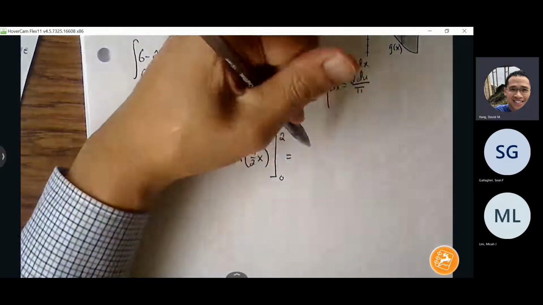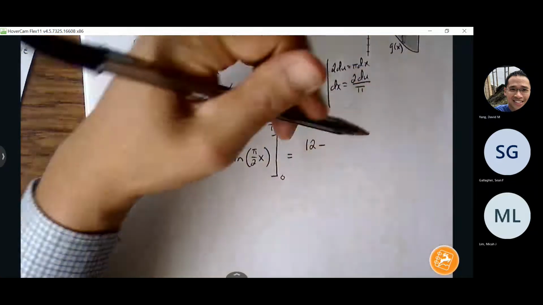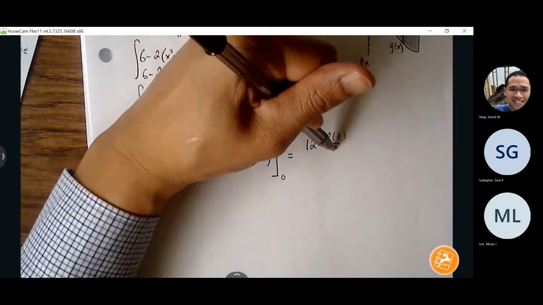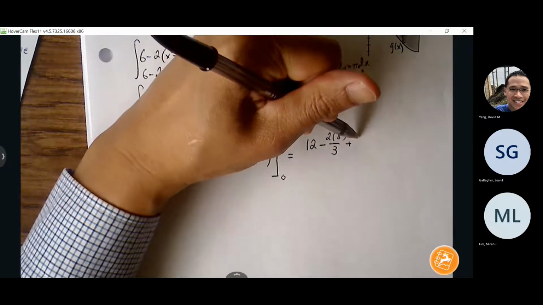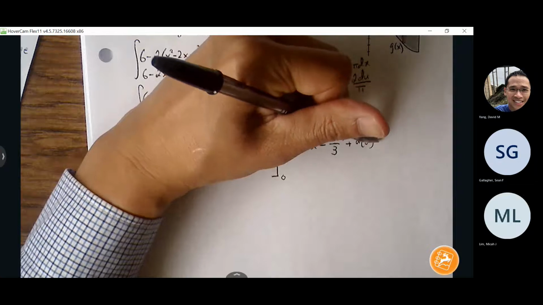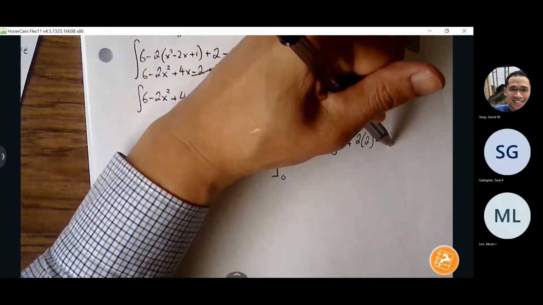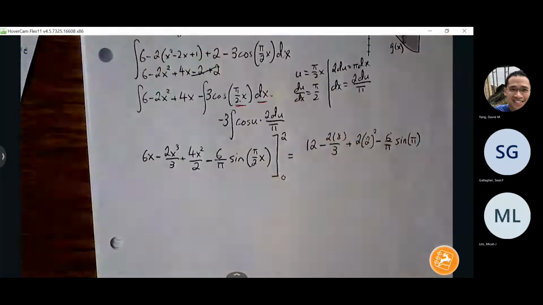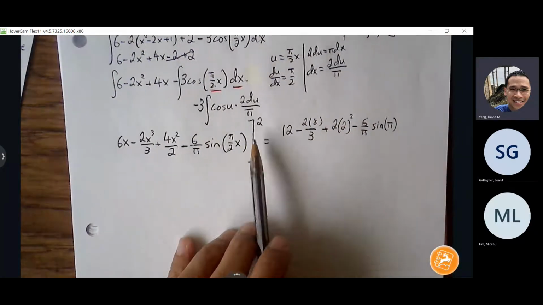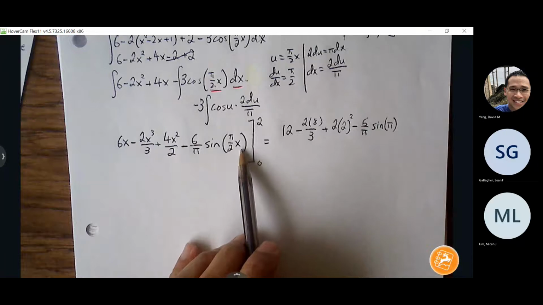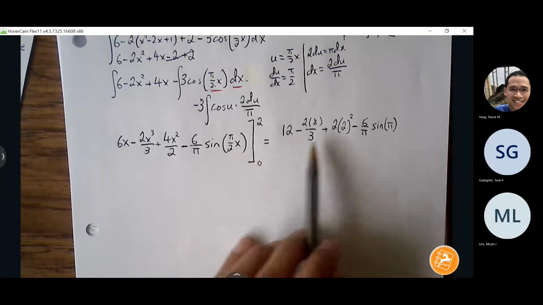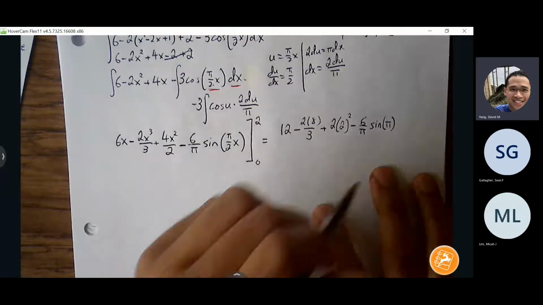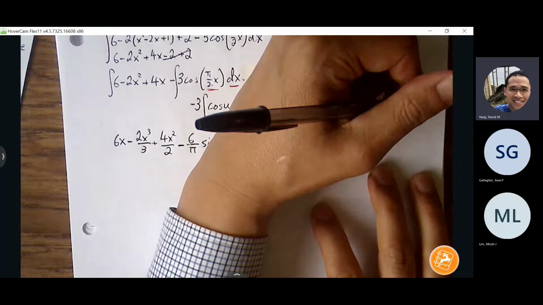Okay, upper bound first. 6 times 2 is 12. 2 times 8 over 3 plus 2 times 2 squared. Plug in 2 for x. I get pi. Sine of pi is 0. And then I can also subtract the lower bound, and all that is going to give me 0.